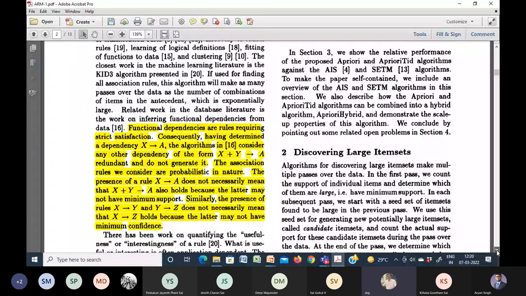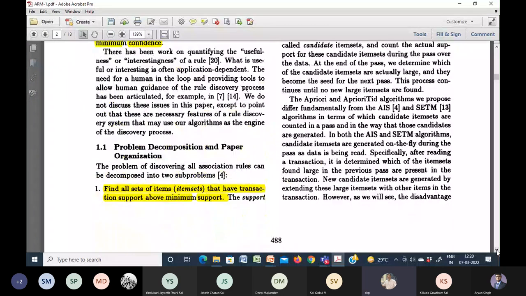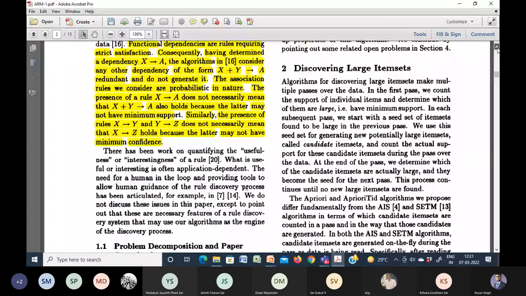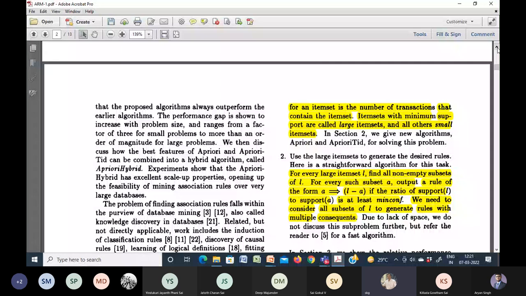So when we look at the problem, overall we divide it into two subproblems. One is finding all item sets that have transaction support of at least the minimum support. If the item sets do not have the minimum support, we are not going to look at mining them. We are not interested in mining that data set, right? So it should meet the minimum support, and the support of the item set is the number of transactions that contain the item set, right?